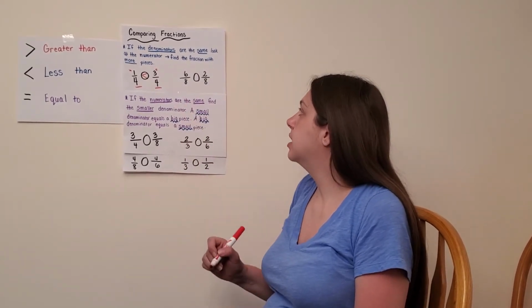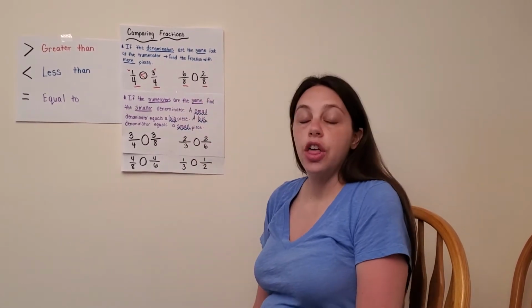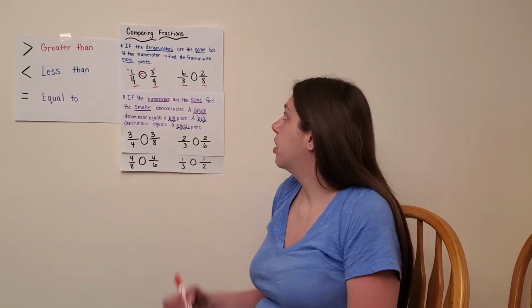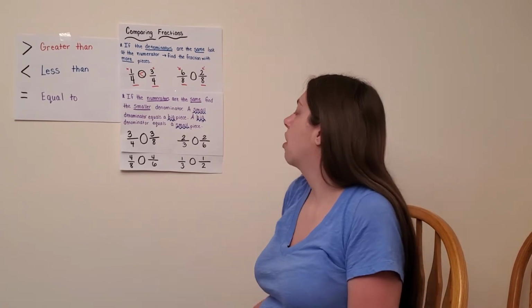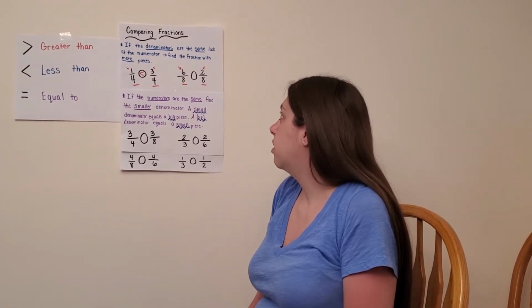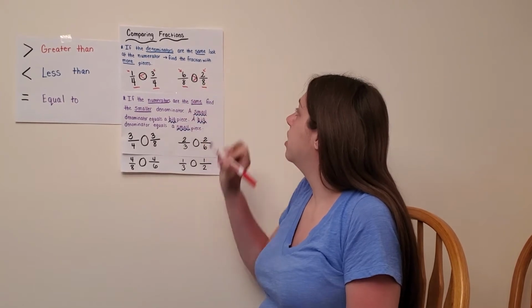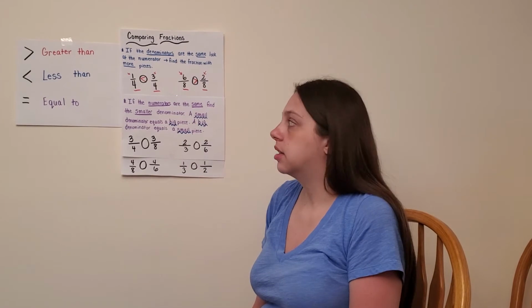Come over to this other example. We have 6/8 and 2/8. The denominators are the same. Since the denominators are the same, we look at the numerator. We have 6 and we have 2. 6 is bigger than 2. So we know that 6/8 is greater than 2/8. The alligator mouth faces the 6/8.